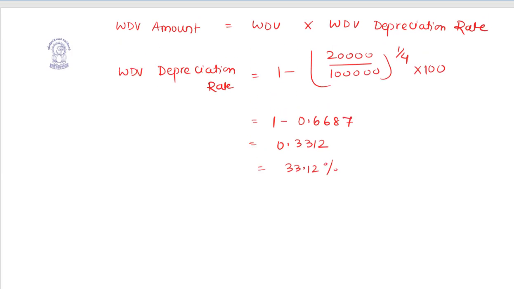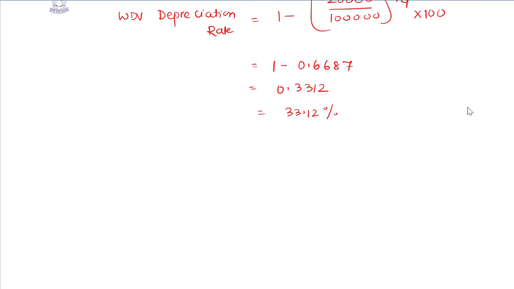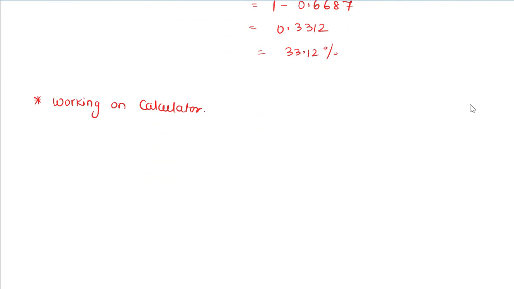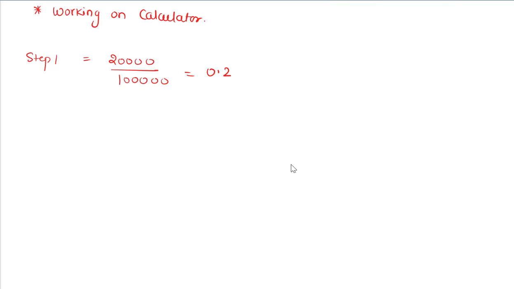33.12%. I believe it is clear. Let me write the steps to calculate this over here. Working on calculator, what you will do first, you will type step 1: 20,000 divided by 1 lakh. On your calculator you will get the figure 0.2.